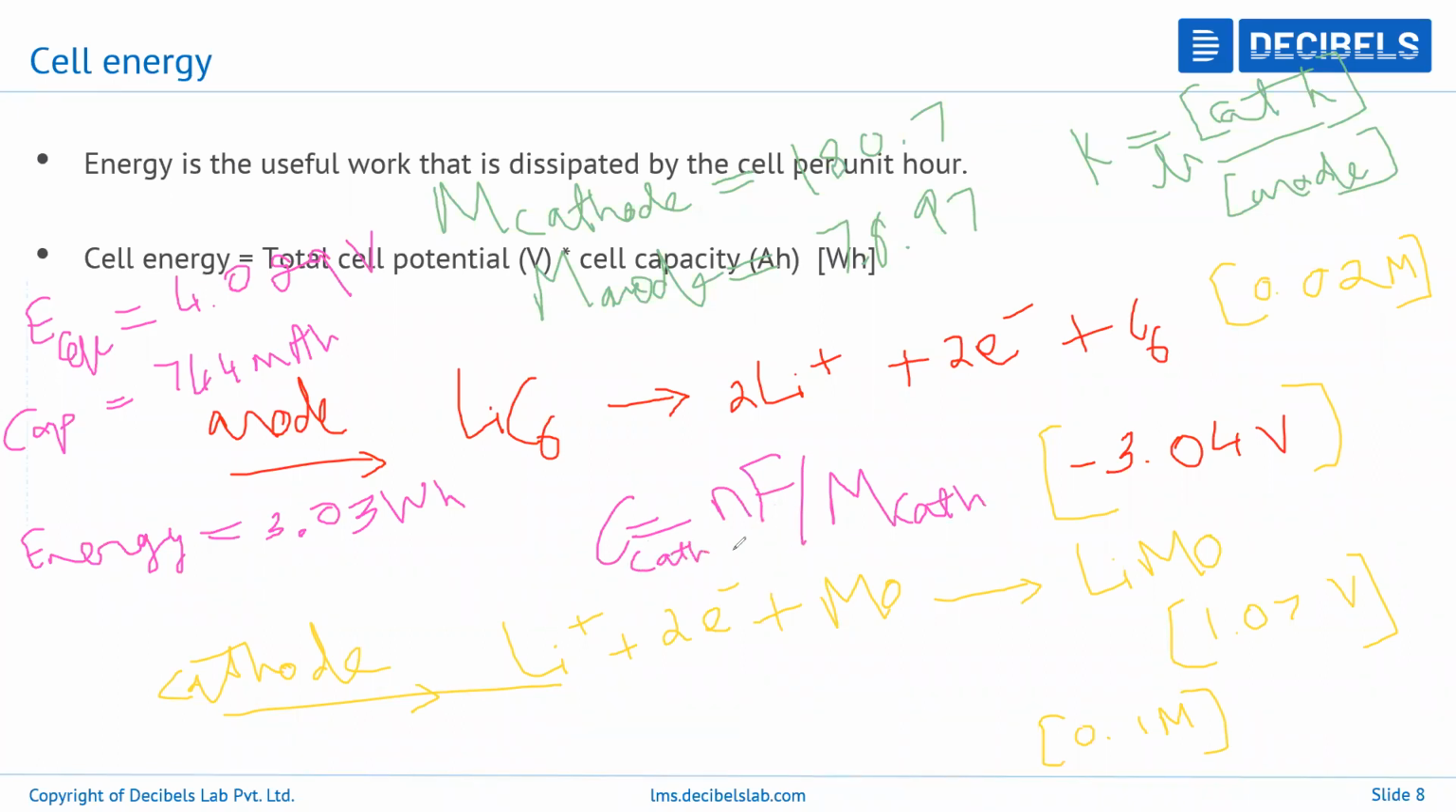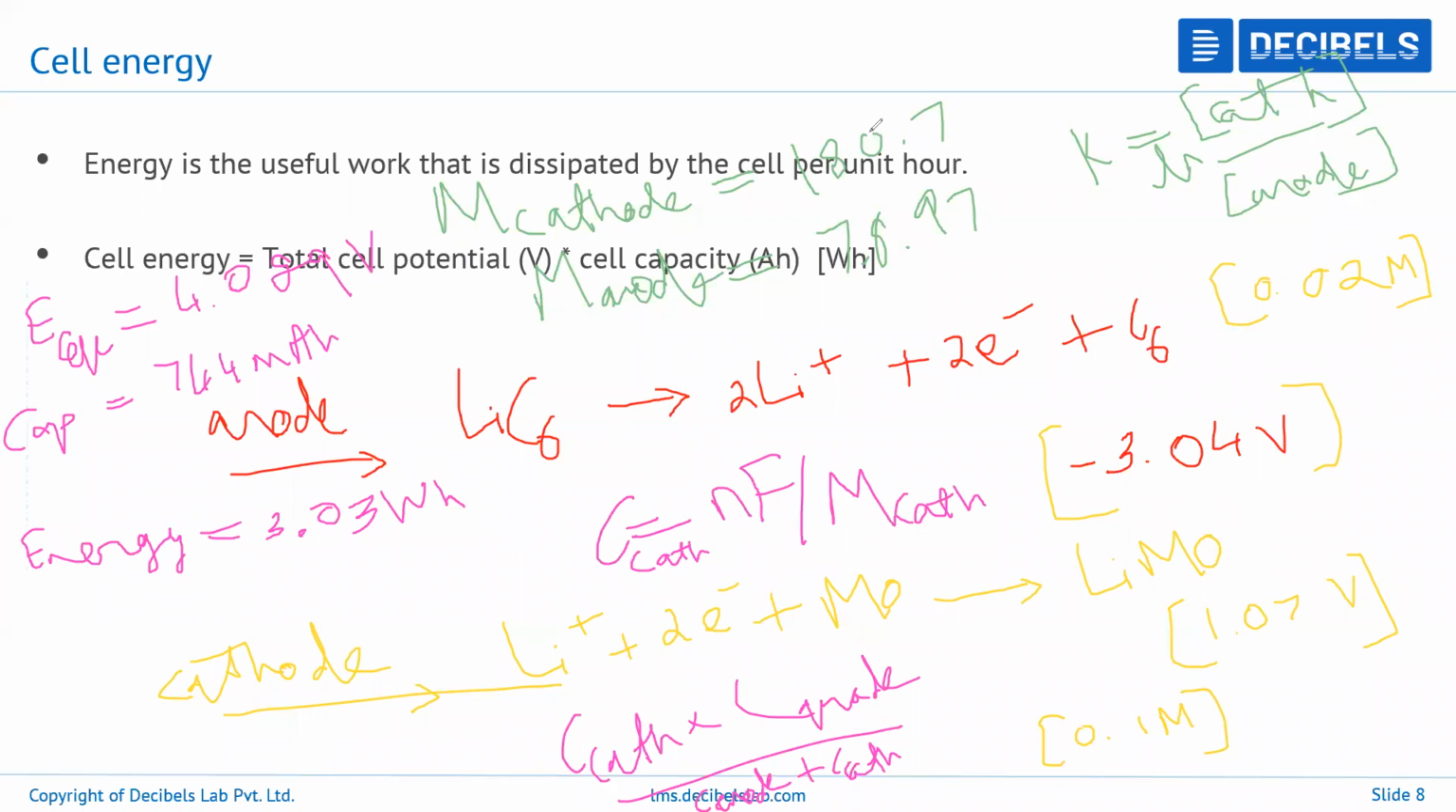So that's your cathode capacity, and similar to this, you'll also have anode capacity, which is NF by molecular mass of anode. Using the equations that I showed you in the previous slide, your final cell capacity will be cathode capacity times anode capacity, divided by anode capacity plus cathode capacity. We will not be finding out the molecular mass; that's out of scope as of now. So you can use this equation to find your total capacity.